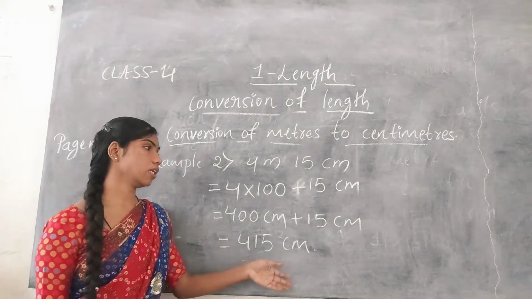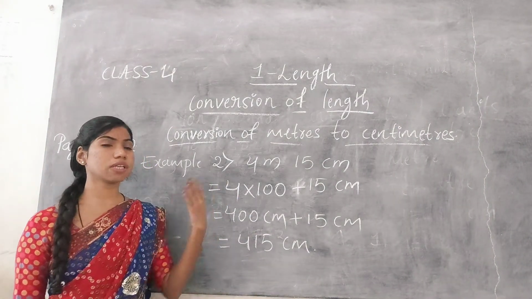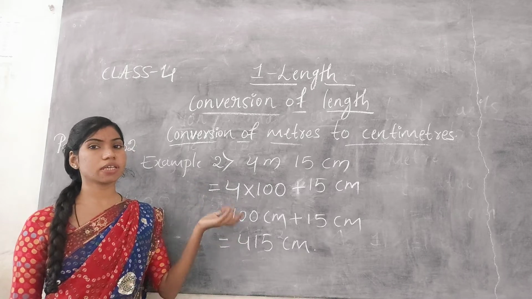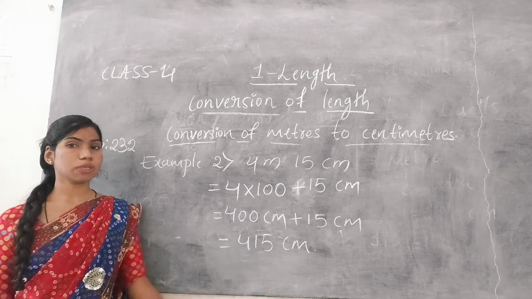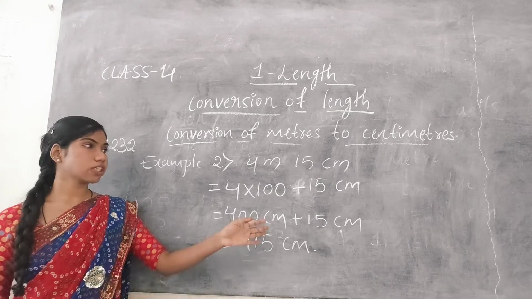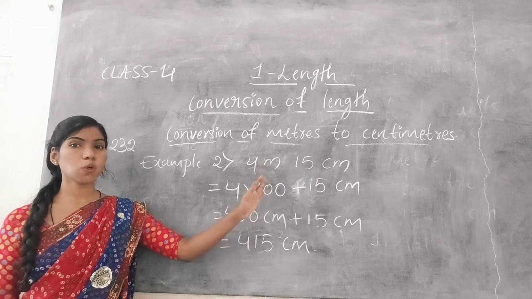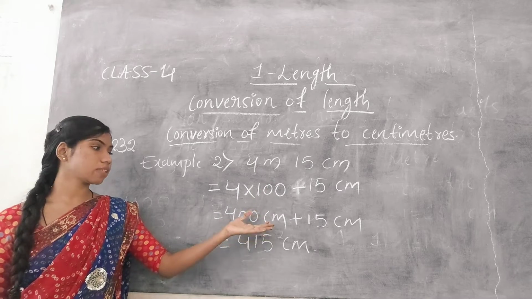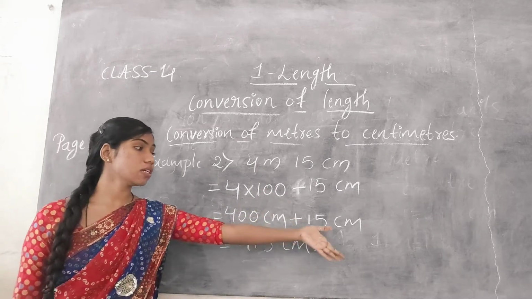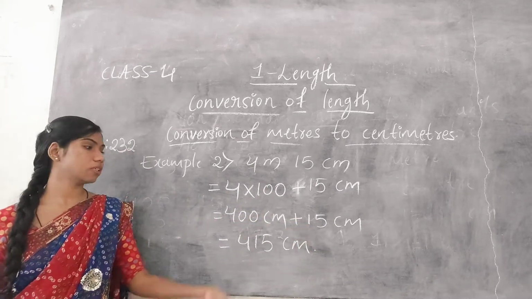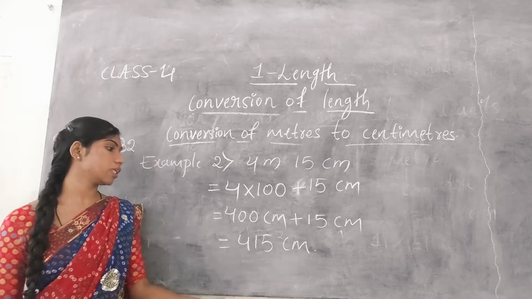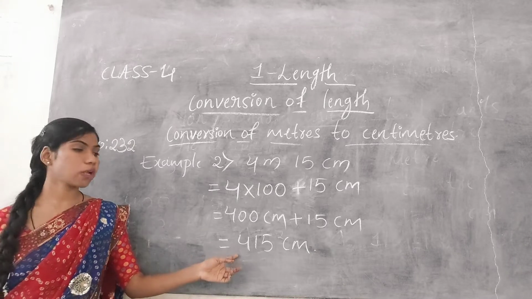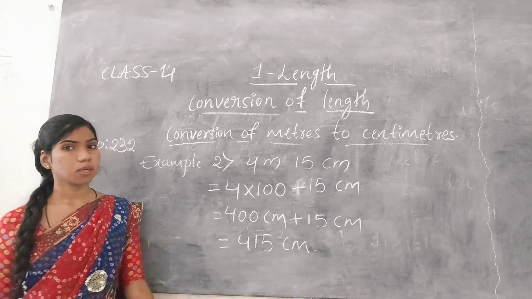If they are given meter and centimeter both, how can we convert into centimeters? First convert the meter number into centimeter. After that, add the centimeter number with the given centimeter number. So 400 centimeter plus 15 centimeter is equal to 415 centimeter.